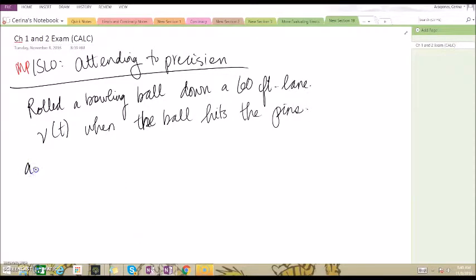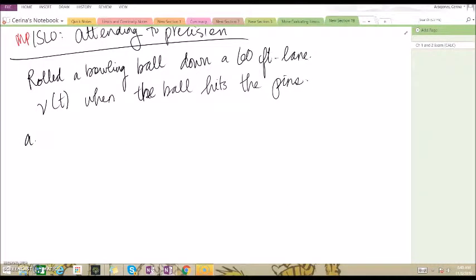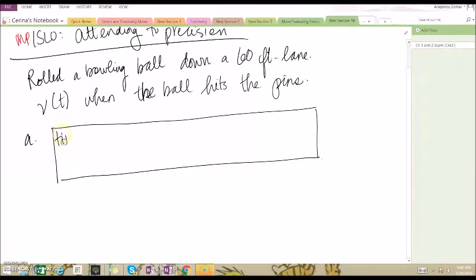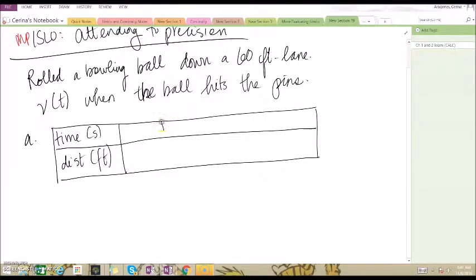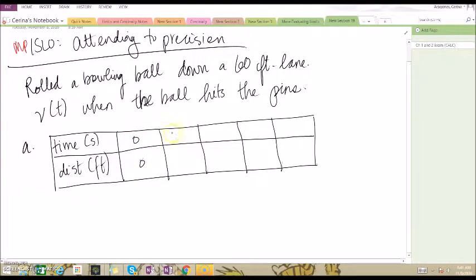Okay, the very first thing you're supposed to do is graph your data. And this was your data given. So we're given the time and distance. We're given 5 points. At 0 seconds, you're at 0. At 2.3 seconds, you're at 5.2 feet. At 4.7 seconds, you were at 22 feet. At 7.3 seconds, you were at 53.4 feet. And then you don't know what time you hit the pins at 60 feet.